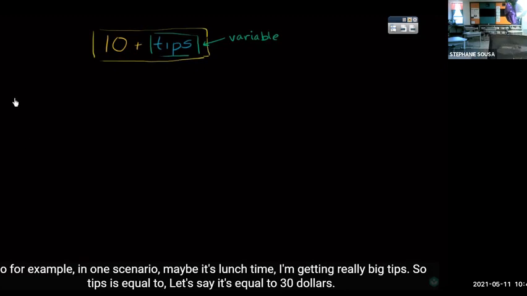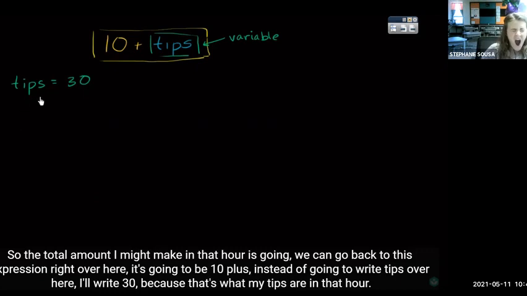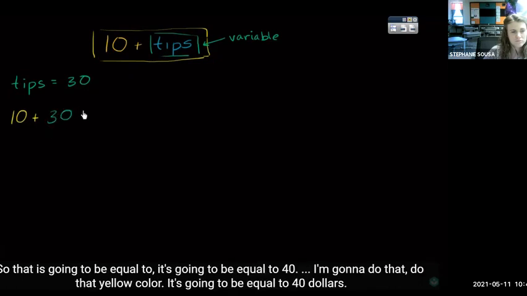So for example, in one scenario, maybe it's lunchtime, I'm getting really big tips. So tips is equal to, let's say, $30. And so the total amount I might make in that hour, we can go back to this expression right over here. It's going to be 10 plus, instead of writing tips here, I'll write 30 because that's what my tips are in that hour. And so that is going to be equal to 40. Let me do it in that yellow color. It's going to be equal to $40.